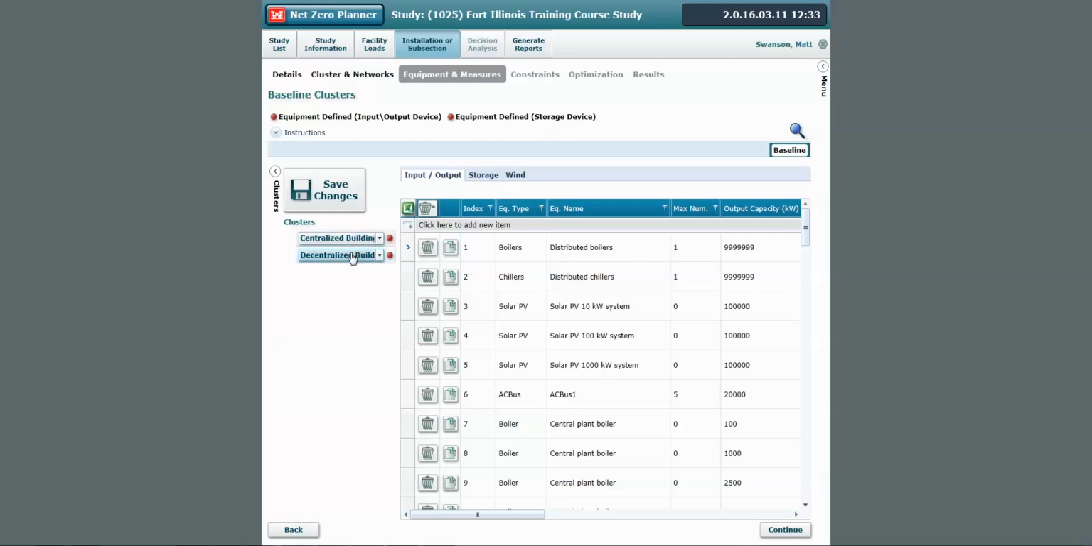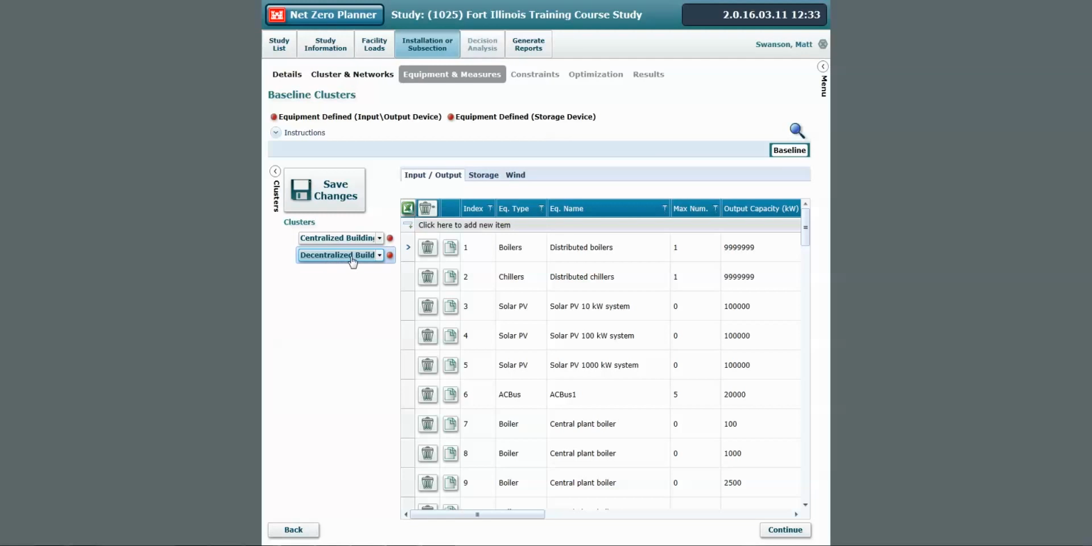Here on the left, you'll see our two building clusters that we just created a minute ago. We've got our centralized buildings and our decentralized buildings. We can click between these two to look at this equipment list for each one. Alright, so let's take a minute to talk about the equipment list. That's the heart of this page. And really it's a giant table with information relating to technologies that you might want to look into for large groups of buildings. Since it's a little bit easier to talk about, let's start with the decentralized buildings.